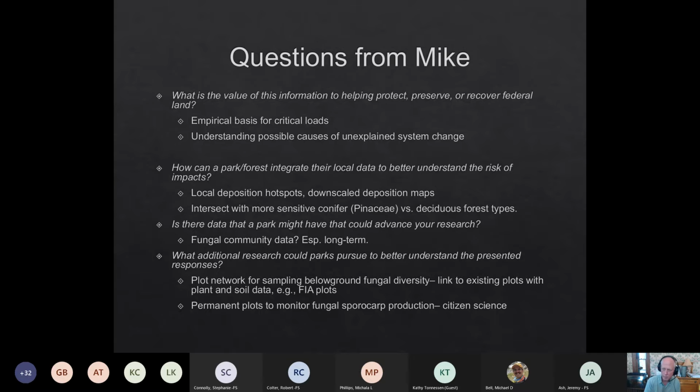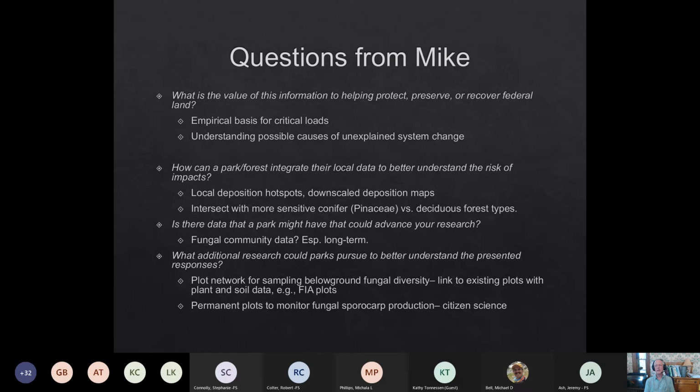The sporocarps can be surveyed by the most incredibly avid groups of mycologists that form these local mycological clubs and societies. They go out on forays all the time.